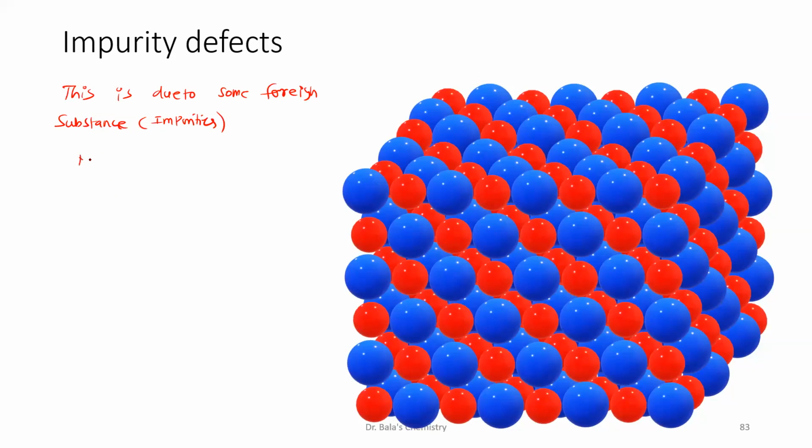So here, consider this as a Na+ ion and Cl- ion. So the crystal is NaCl. I have taken molten NaCl. Molten NaCl means what?